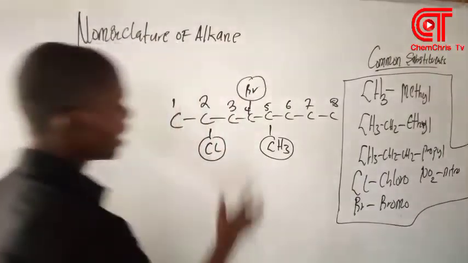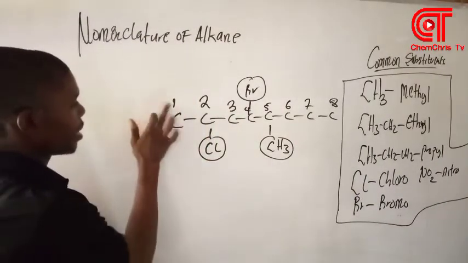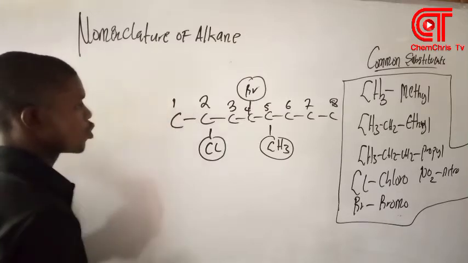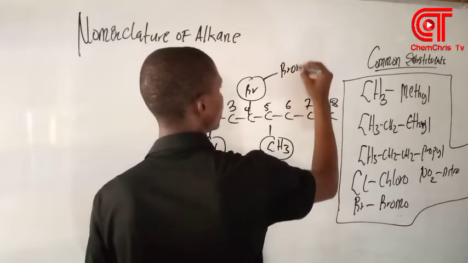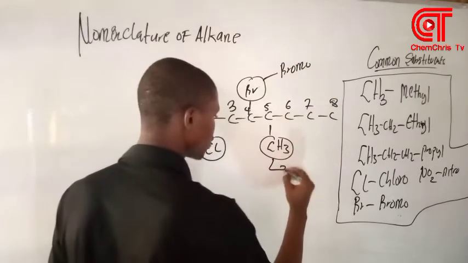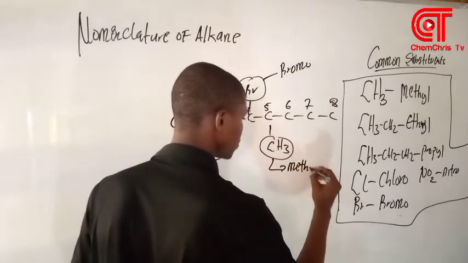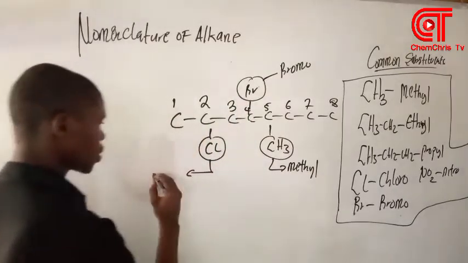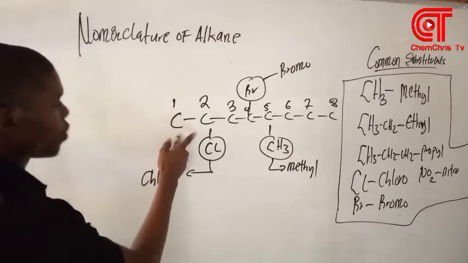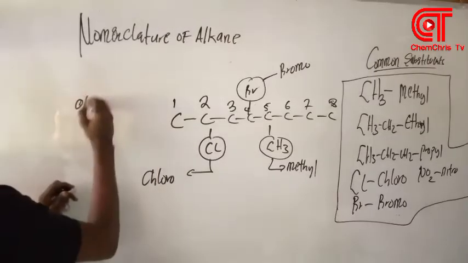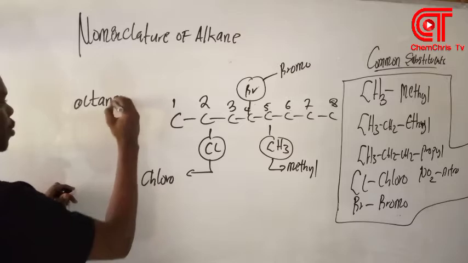So now let's finalize the name of this compound. Remember we are starting our numbering from here. Br is called bromo. This one is called methyl. This one is called chloro. Remember, my parent chain is called octane, right? Octane, my parent name, that is octane.